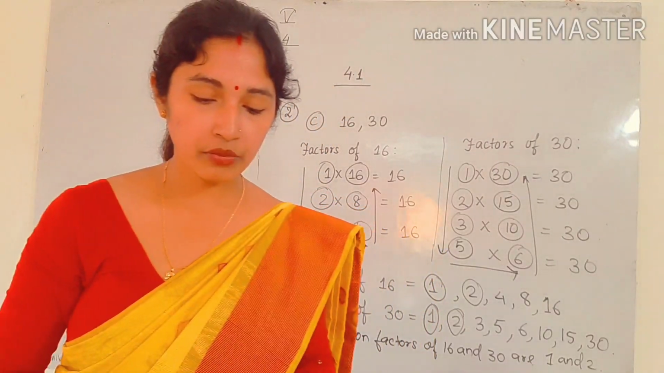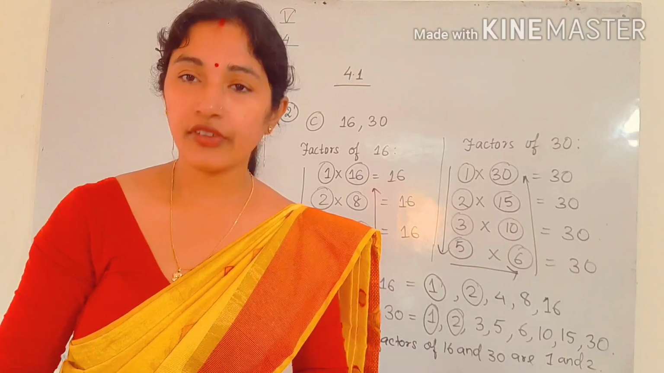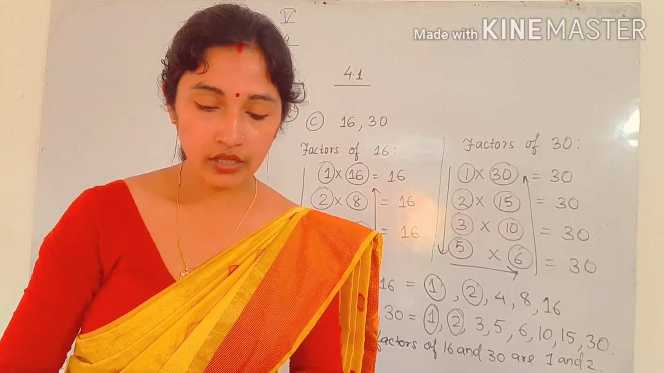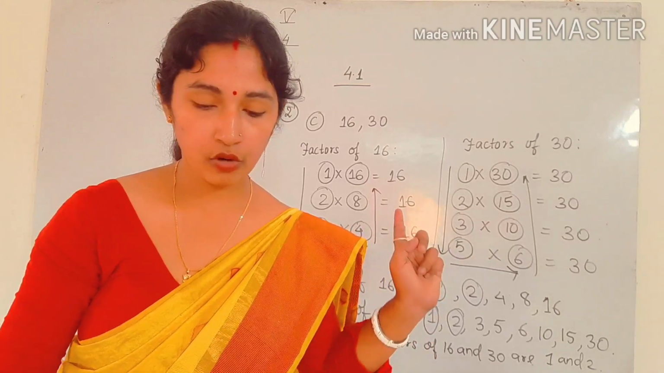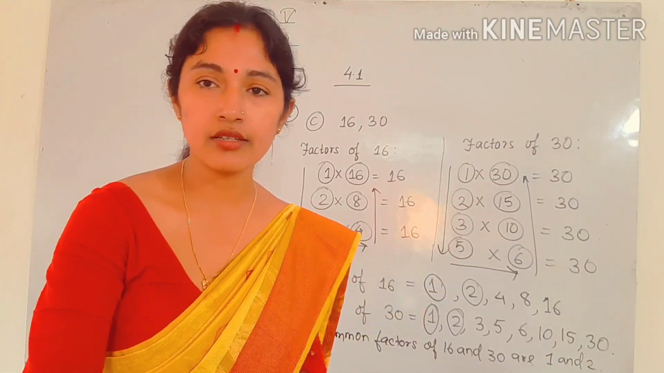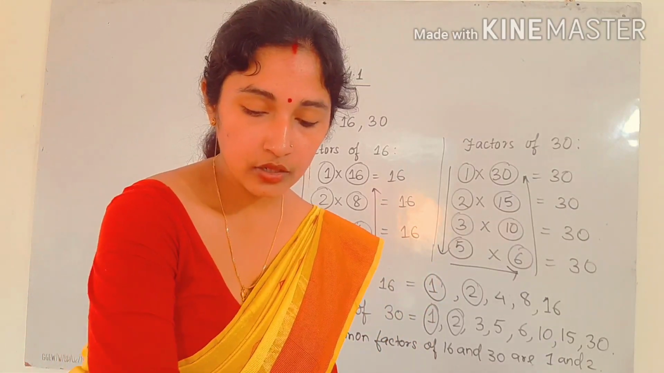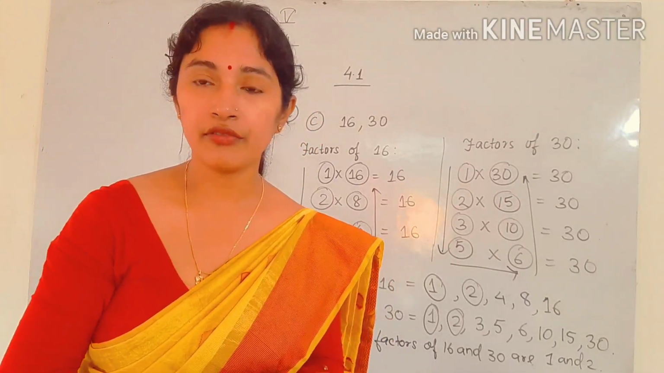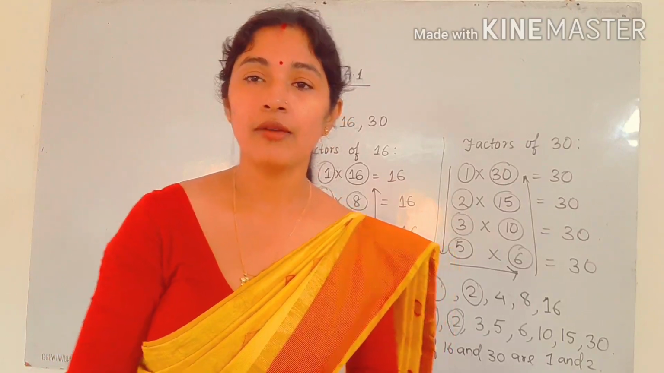Okay, so like that do all the questions of question 2. And next is question number 3, that is you have to make a factor tree. So you can do it. I have already drawn the factor tree for 36. So there is a question of 36 also. So please try to do it, and if you find any difficulty, please ask me.